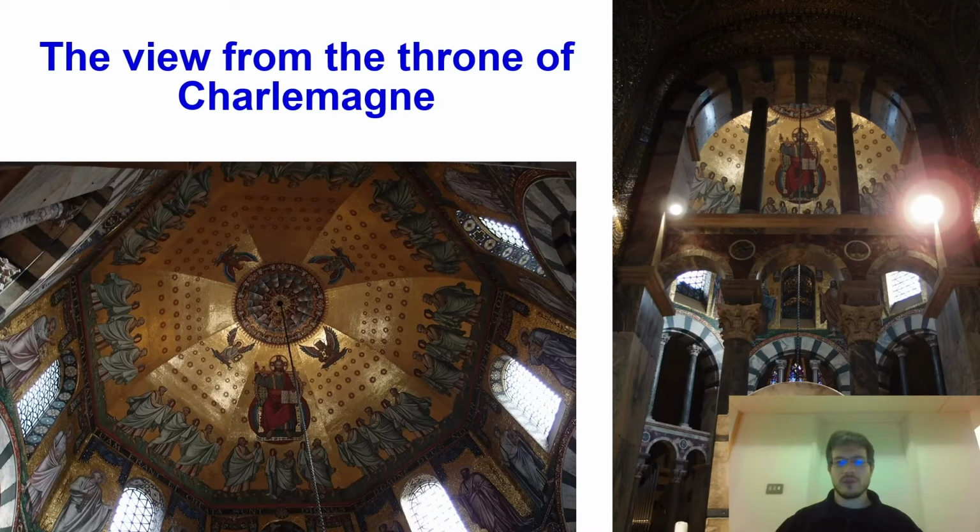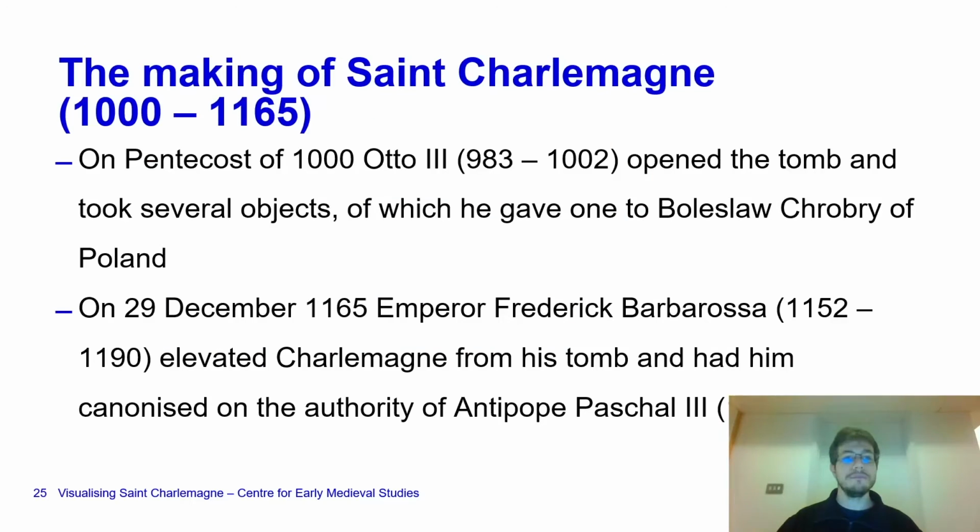This is what Charlemagne would see from his throne, so the dome. This part, however, would actually preclude him from seeing the all-ruler enthroned. Sorry.